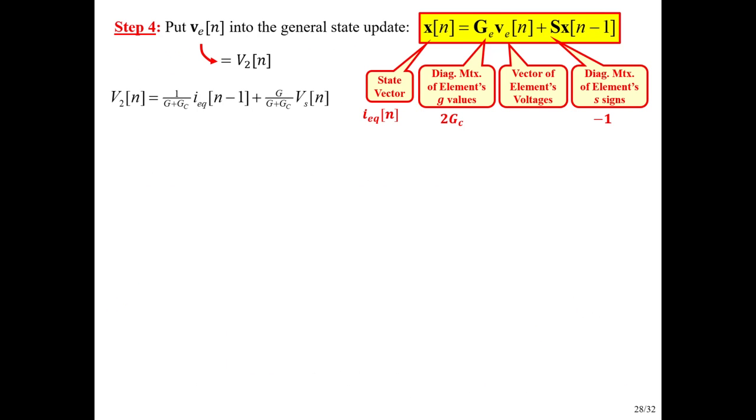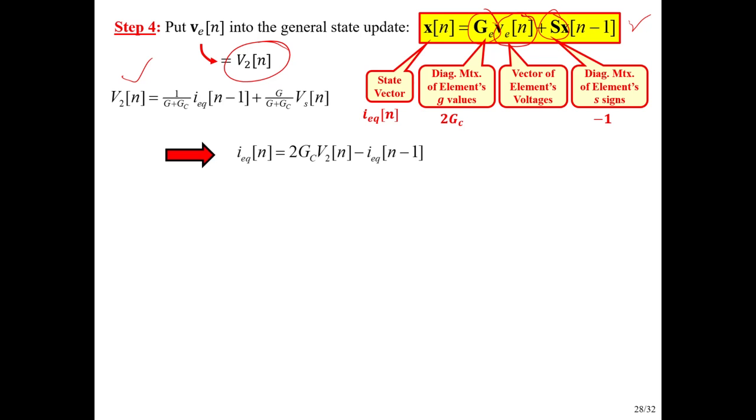Okay, now we've got our V sub E, which is really just V2. So I'm just calling it V2 here rather than V sub E. And I need to plug that into here. This was my general state model or state equation update. So I'm going to plug that in. Remember, the G sub E in general is a diagonal matrix, but we only have one capacitor only. So this is going to just be a scalar.